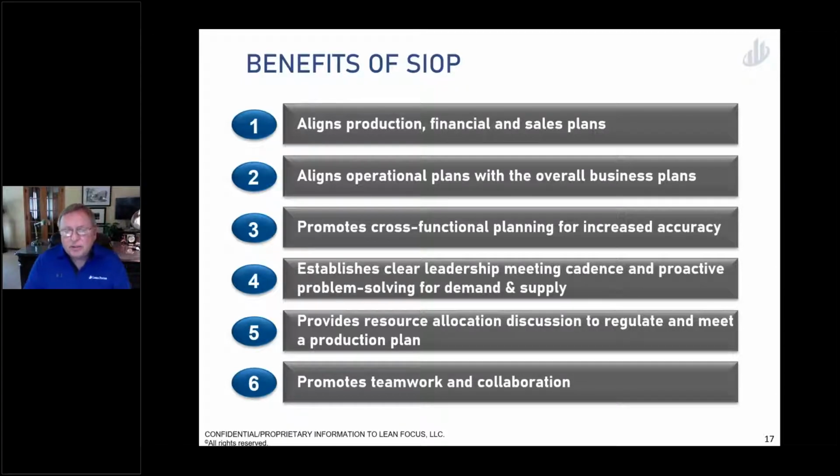Number two, aligning operational plans with the overall business plan. It makes sure everybody has a business plan and knows what they're going to do. You need to make sure that operations can actually deliver what you plan on doing. If it's done right, having everybody in the room talking the same language and trying to solve the problem goes a long way toward increased accuracy. That cross-functional planning is great. We talk about standard work in the lean process, and this clear leadership meeting cadence and proactive problem solving for demand and supply is critical to making it effective. And then there's planning the resource allocation discussion to meet a production plan.